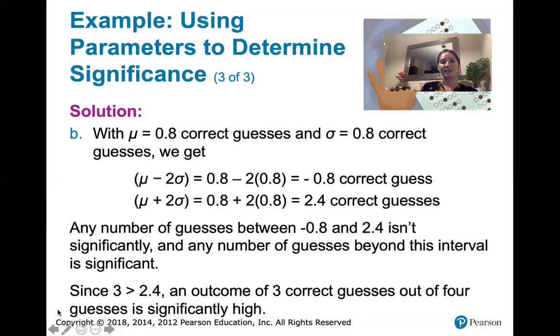So that's how we can use that mean and standard deviation to determine whether a particular value is significantly high. If we were given a value and asked if it was significantly low, it would just need to be lower than the mean minus 2 standard deviations.